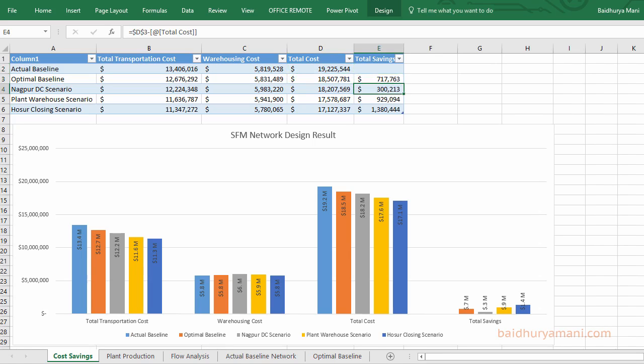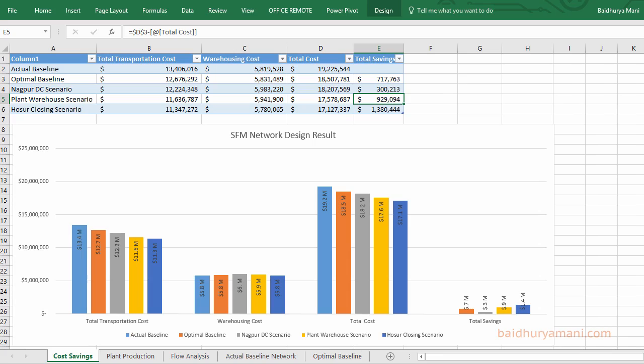For the Nagpur DC scenario, the savings is $300,000. This saving is on top of the savings from the optimal baseline. What this precisely tells me is that the net value of creating the Nagpur DC, the additional savings because of creating Nagpur DC, is $300,000. Similarly, the additional value from creating plant warehouses is $900,000. Again, this $900,000 is on top of the savings of the optimal baseline. All the savings of all the different scenarios are calculated based on the optimal baseline.